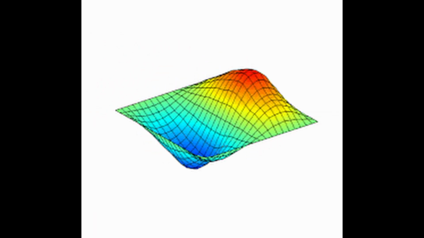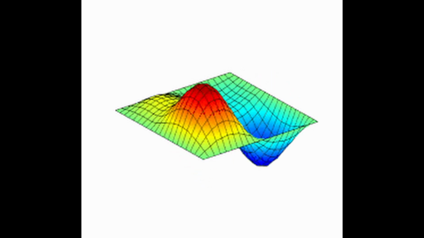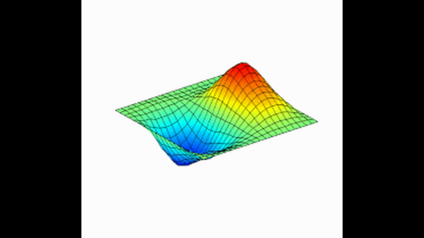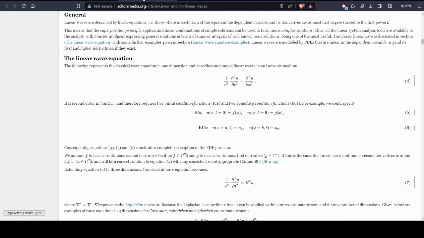There's a thing called a wave equation. If you're watching, I'm going to show this website that has it. It's called scalarpedia.org, and they have a very lengthy technical description of what linear waves are. There's a thing called a linear wave equation, and as long as any function satisfies this particular equation, it's called linear. Those are your basic waves. Sound waves are considered linear. Ocean waves are often approximated as linear waves. Electromagnetic waves are considered linear.